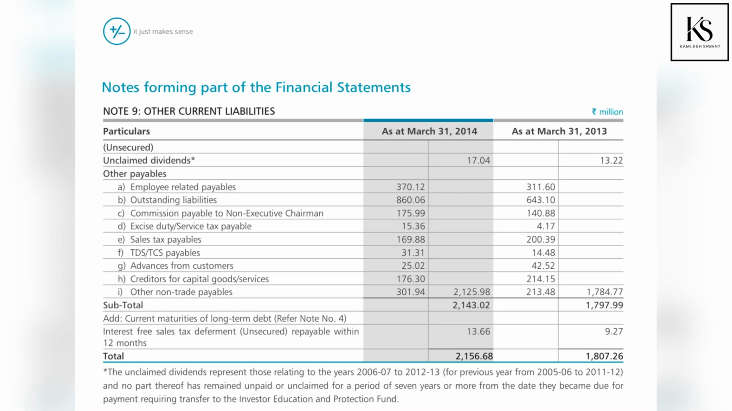The next line item just says other current liabilities, which stands at 215 crores. Usually, other current liabilities are obligations associated with statutory requirements and obligations that are not directly related to the operations of the company. Here is Note 9 associated with other current liabilities.